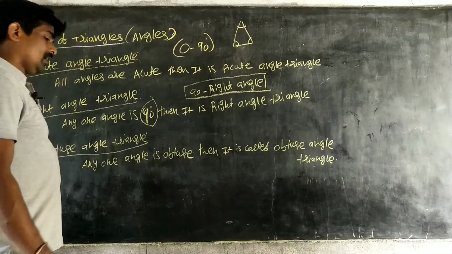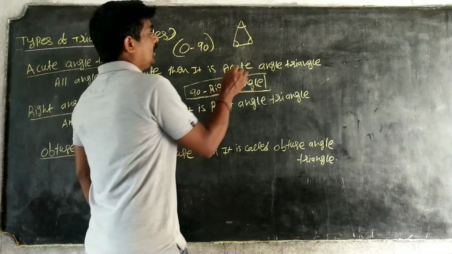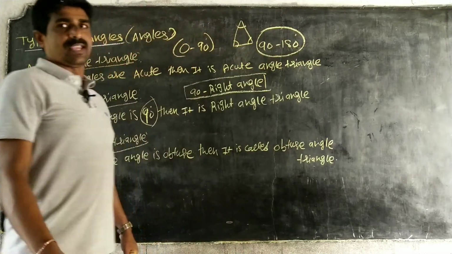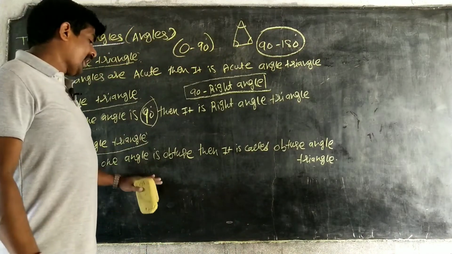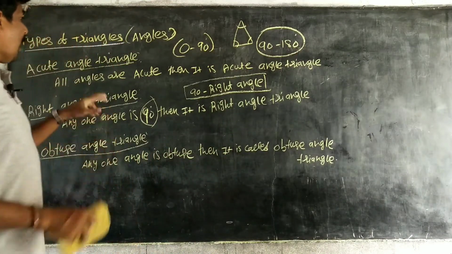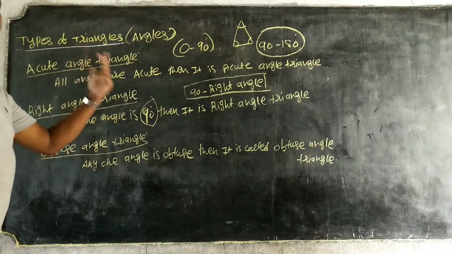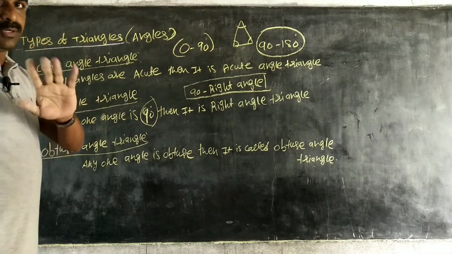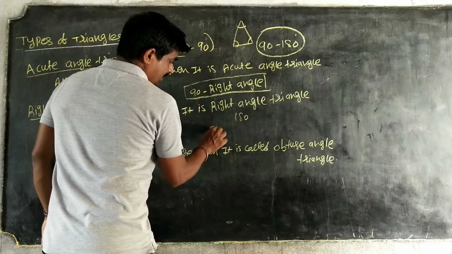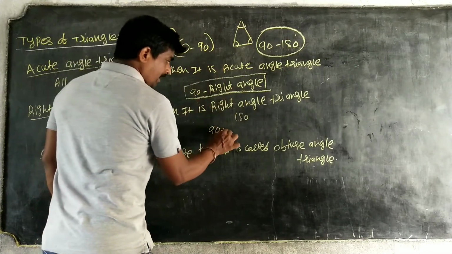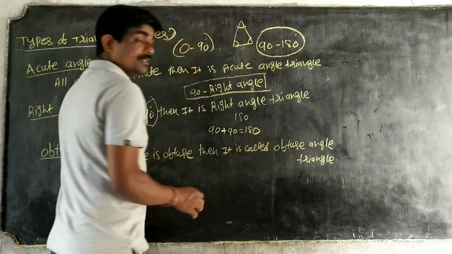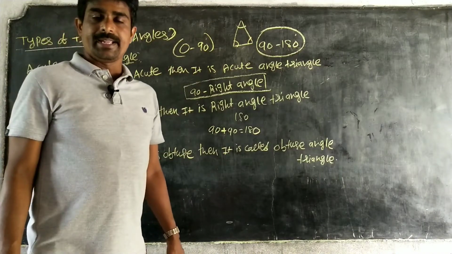Next, obtuse angle triangle. Obtuse means more than 90, that is, 90 to 180 degrees. So if any one angle is obtuse, then it is called an obtuse angle triangle. Simple concept. In an acute triangle, all three angles are less than 90. In a right or obtuse triangle only one such angle is possible, not more than one, because the sum of the angles is 180. So if one angle is 90, the other two are not 90, they are less than 90. If another one is 90, they automatically make 180, so there is no choice for the third angle.